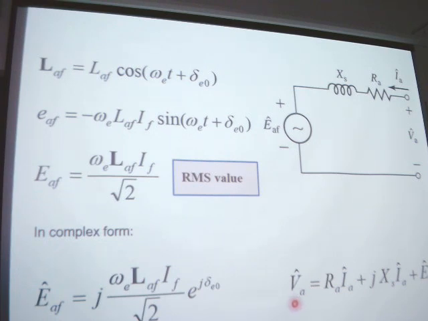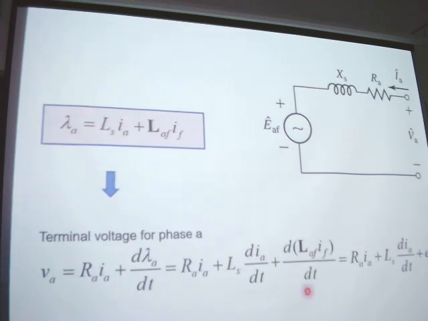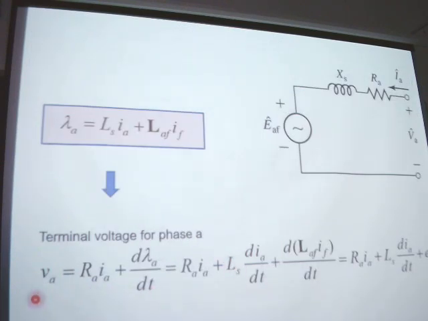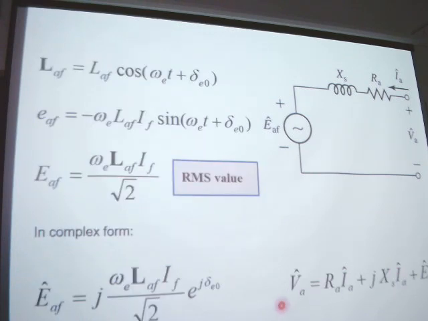Also, the vector form for the terminal voltage is this equation. It is from this terminal equation. From this equation, we can get the vector form. So here, for the complex and the vector form, there will be the JXS here.